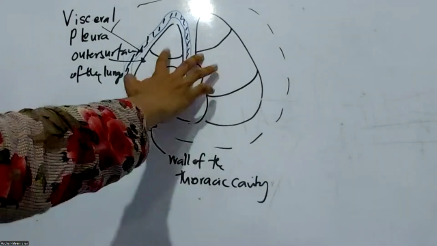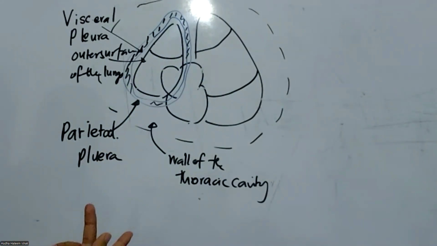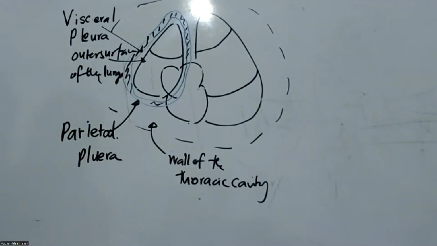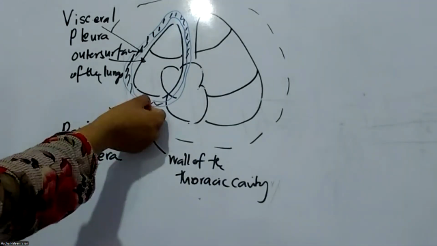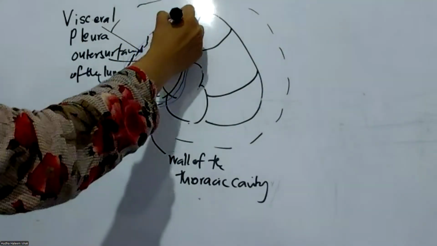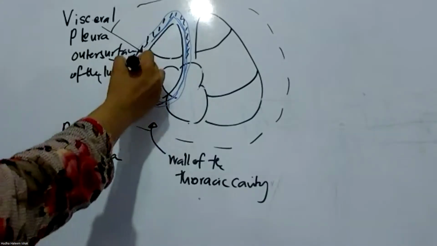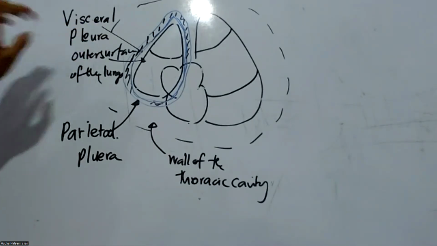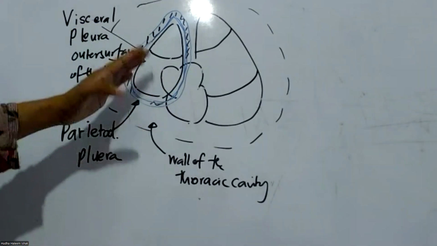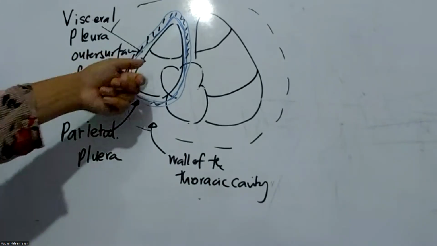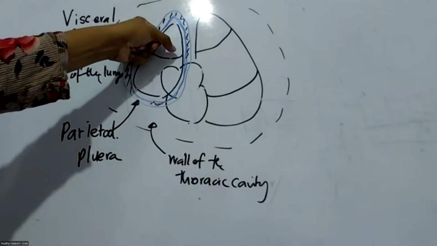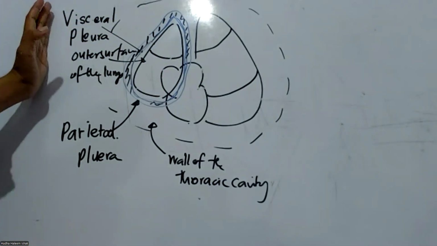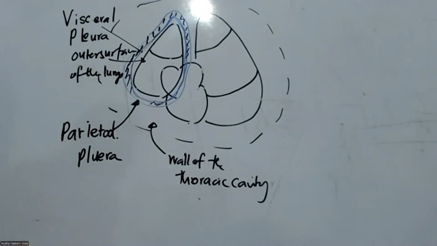Both the lungs are surrounded by two membranes. One is the inner membrane and the other one is the outer membrane. I'll draw the inner membrane again with the blue color marker. The inner membrane is called as what? Visceral pleura. The inner membrane is known as the visceral pleura. It is adhering to which surface? It is adhering to the outer surface of the lungs. Therefore, the visceral pleura is adhering to the outer surface of the lungs.